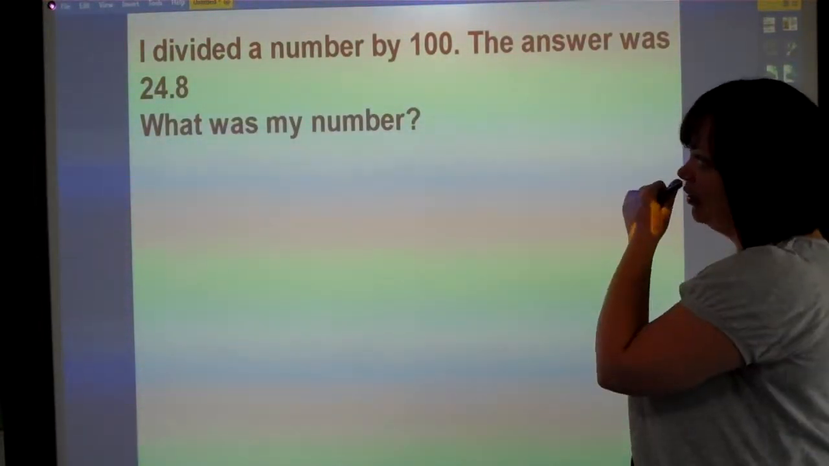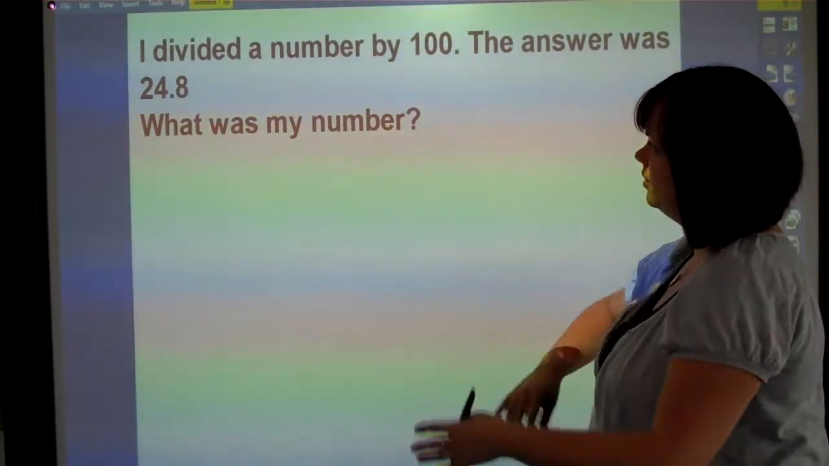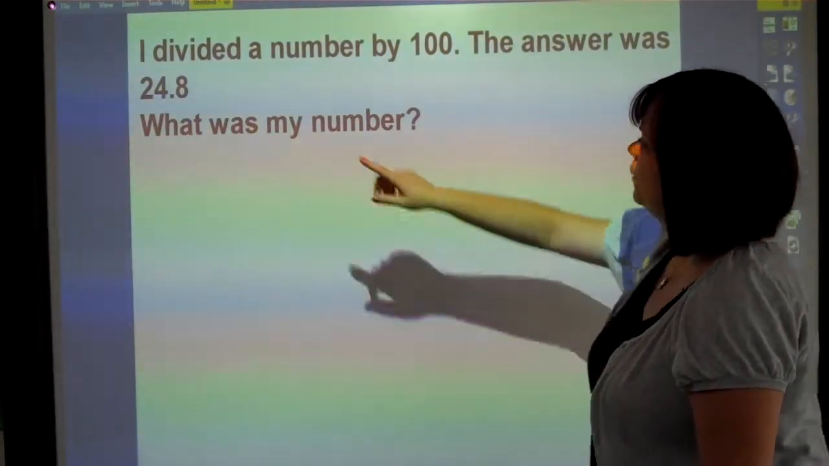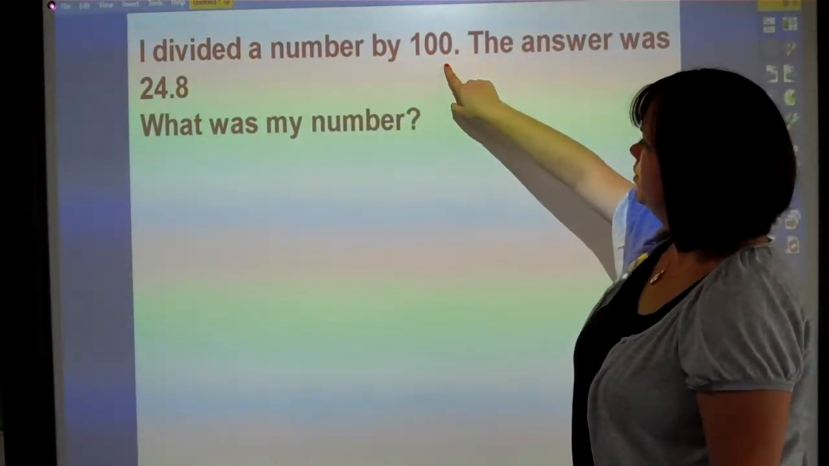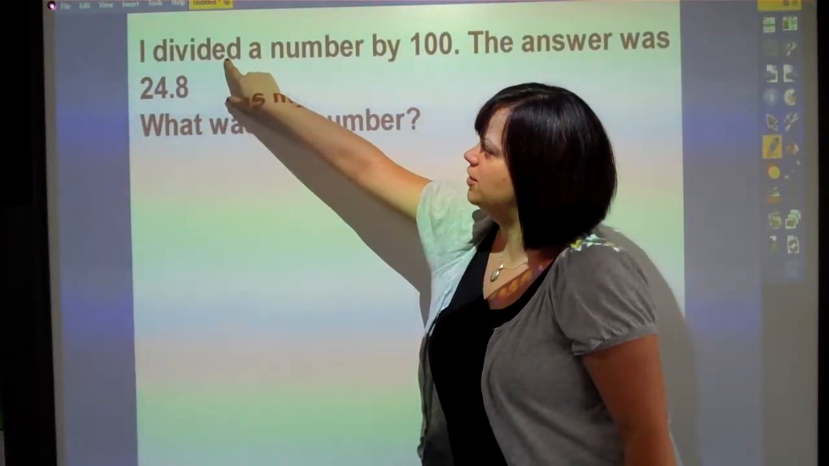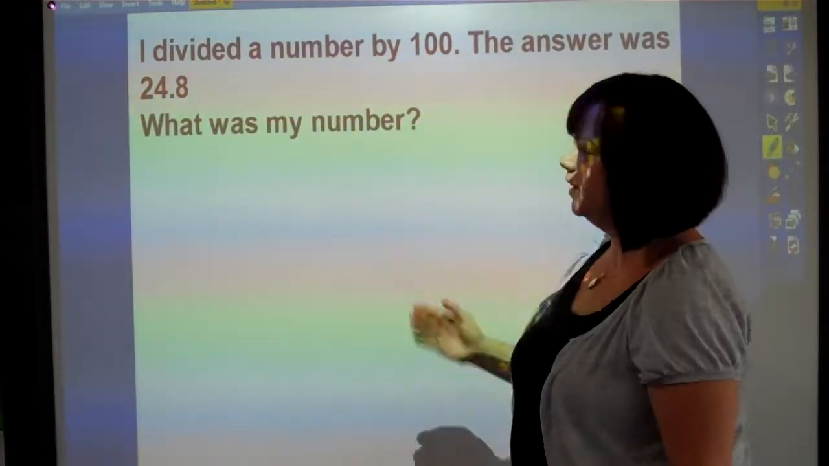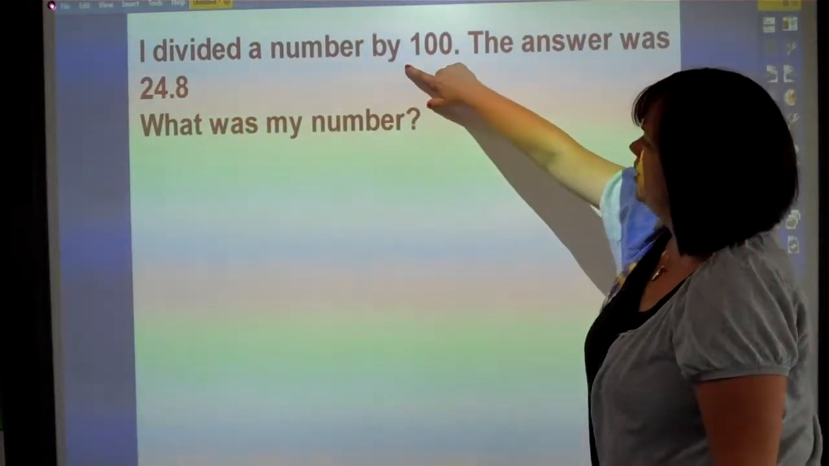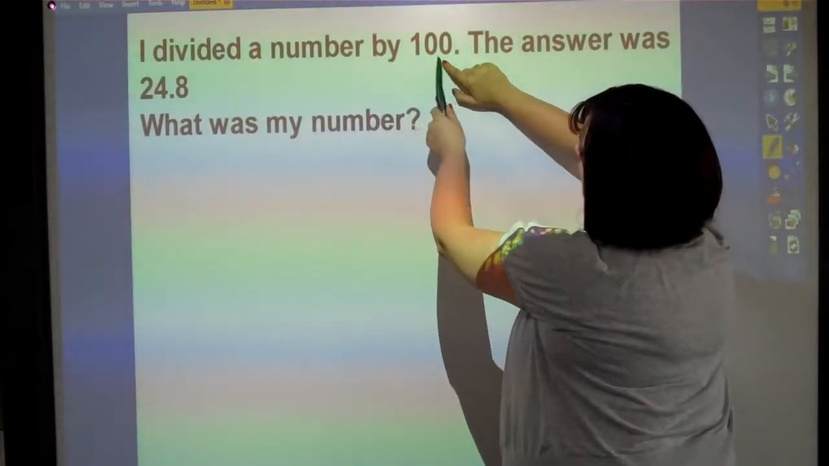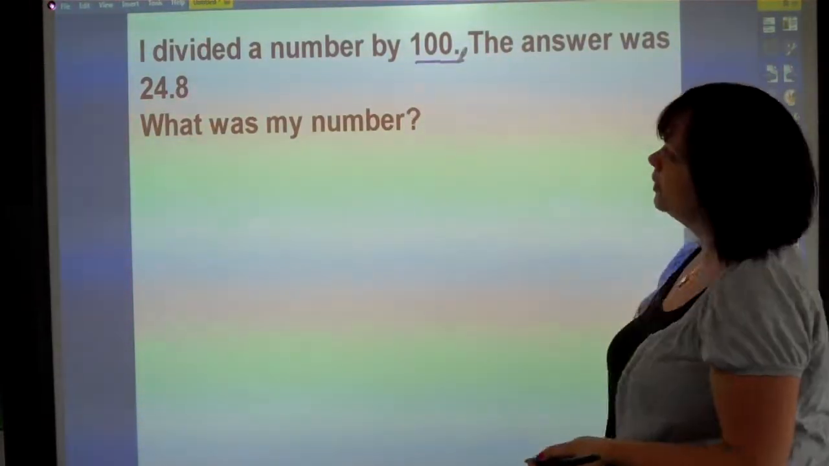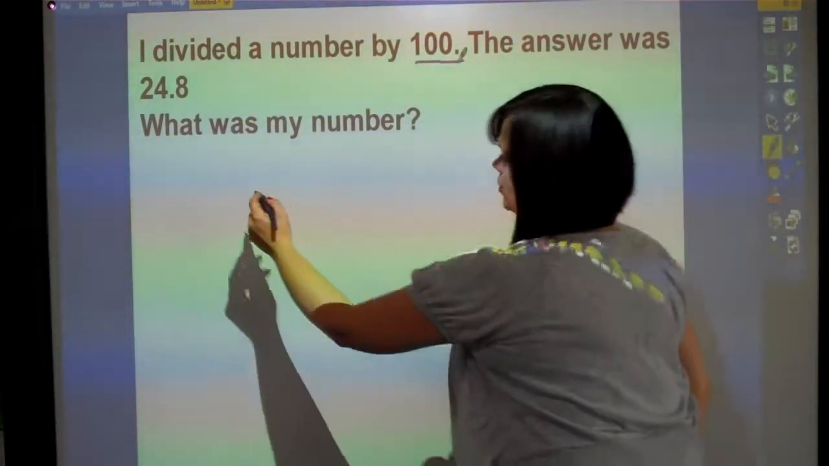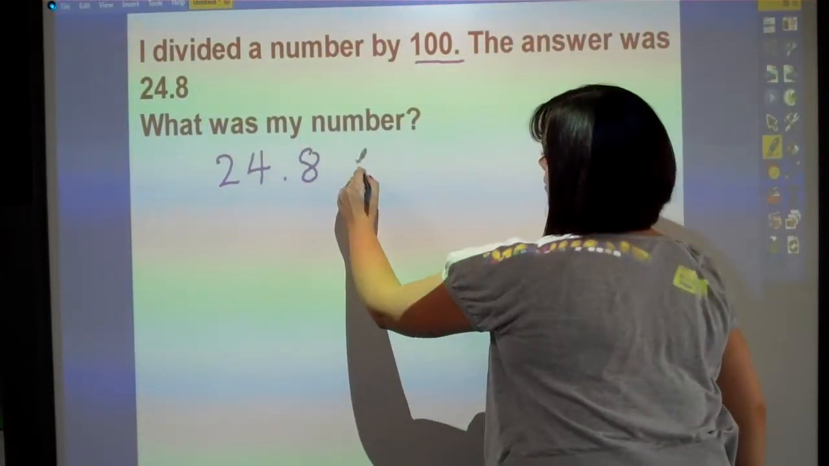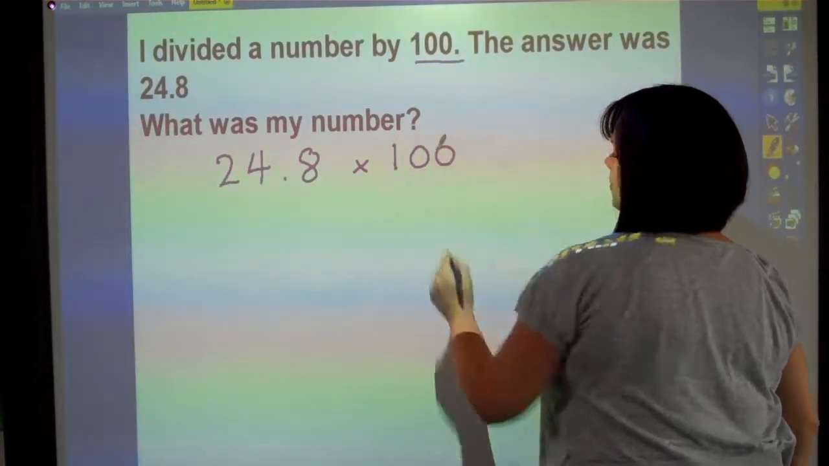So the first thing you need to know is that this is an inverse question. It's given you the answer. You've got to find the question. So if we divided a number by 100 to get this answer, the inverse of divide is multiply. So we're going to have to multiply this number. What are we going to have to multiply it by? By 100. So the question you're going to have to answer, the maths sentence, is 24.8 times 100.